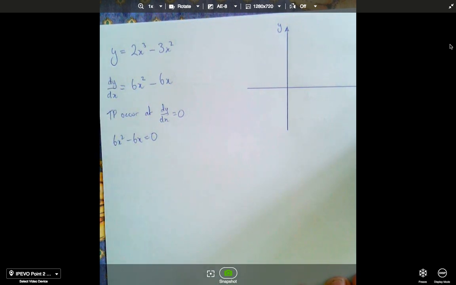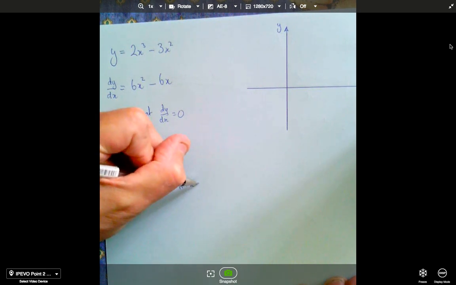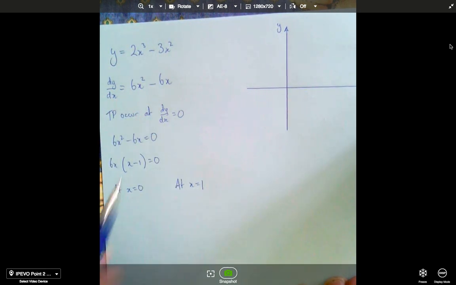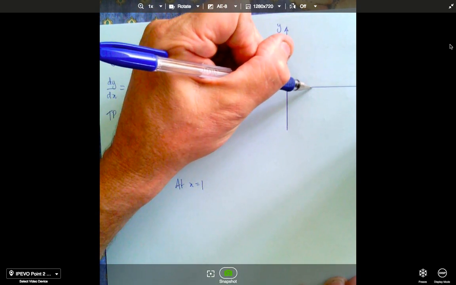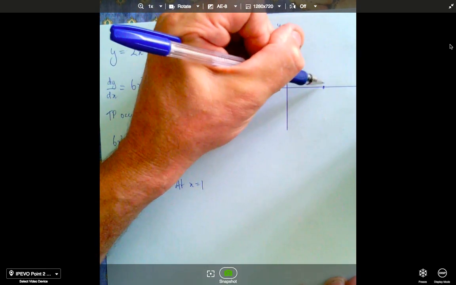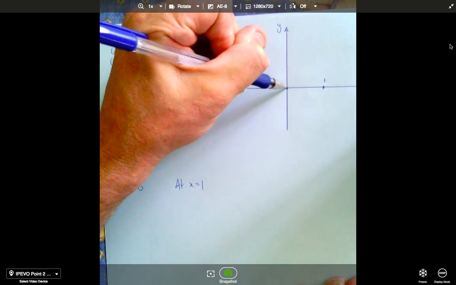And we can factorize this. We can take a common factor of 6x out, and we're left with x minus 1 in the brackets. So when is this equal to 0? Well, if x equals 0, that's going to be 0. And if x equals 1, I also know that 1 minus 1 is 0, so anything times 0 is going to give us 0. So I know up here that there's going to be a turning point at x equals 1, and there's going to be a turning point at x equals 0.